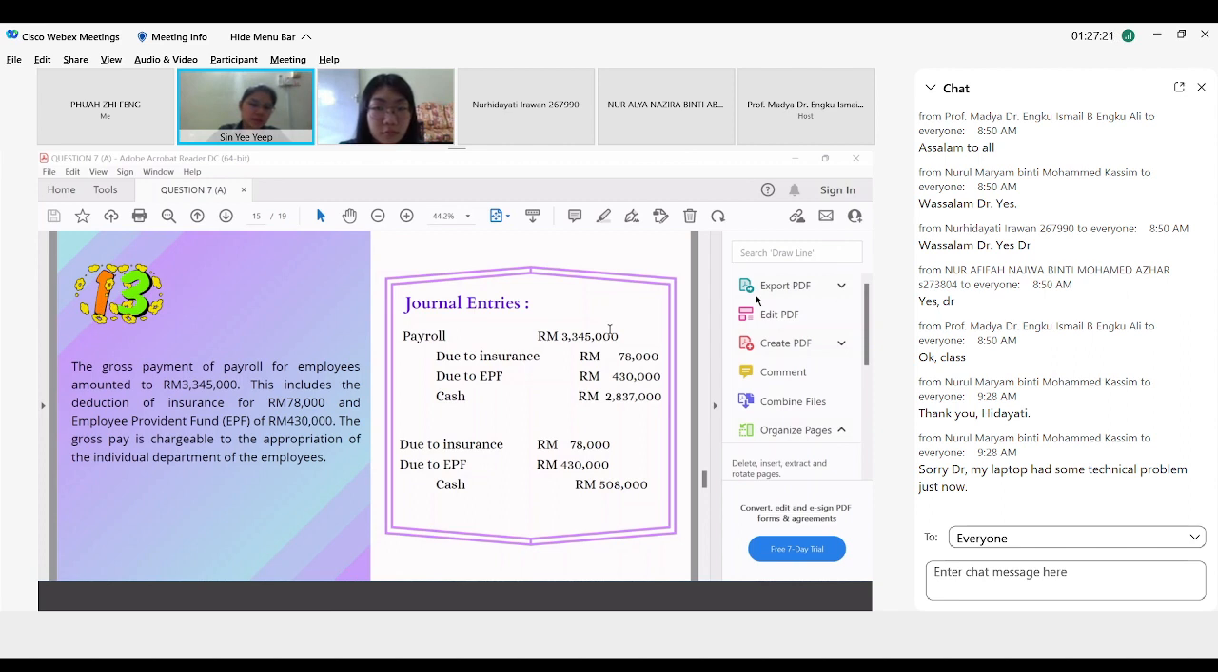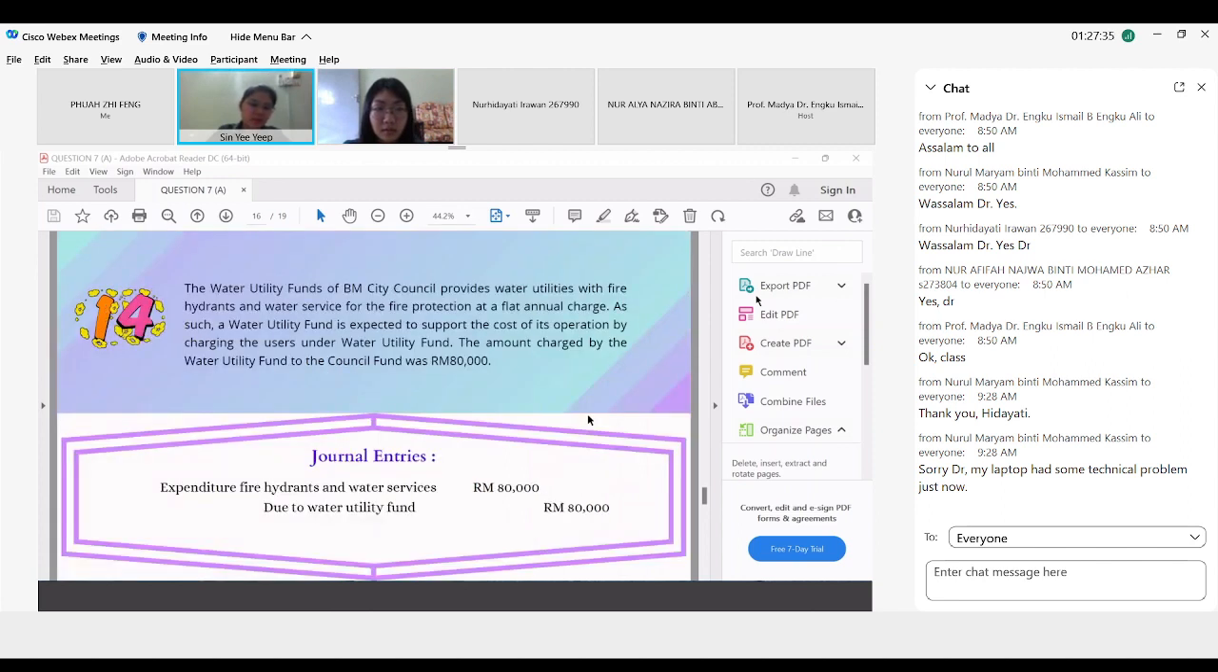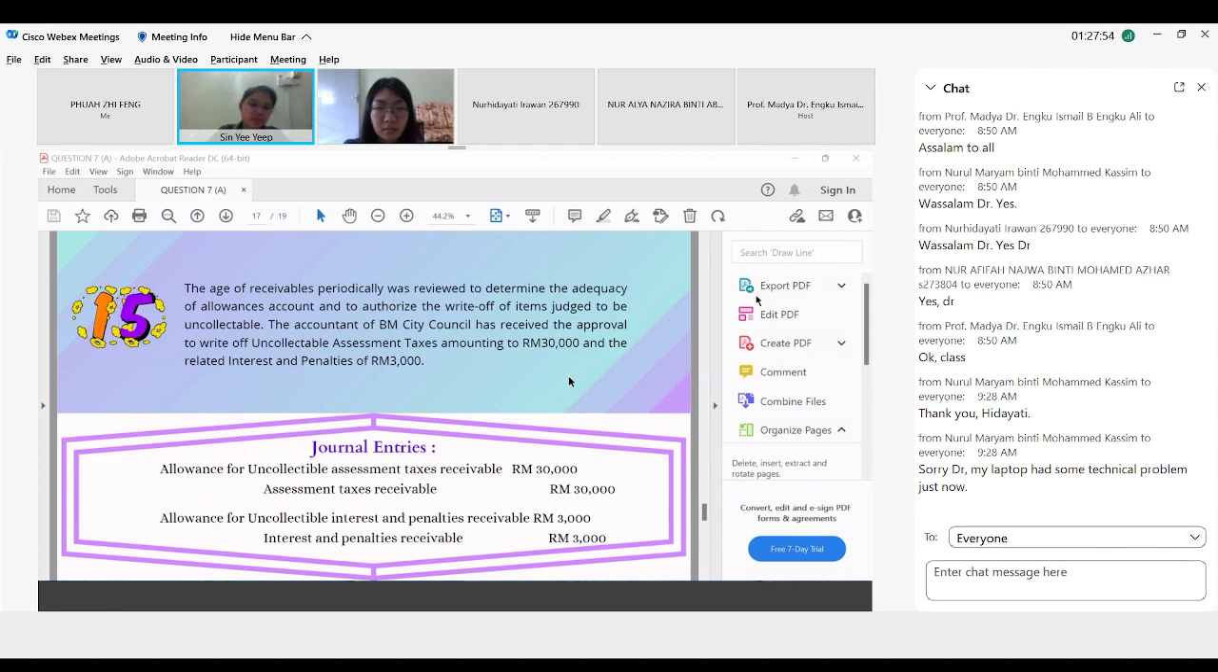So we debit the due to insurance 78,000, due to EPF 430,000, and credit the cash with the amount of 508,000. Next. For the info 14, we want to record the expenditure for the fire hydrants and water service provided by the water utility fund. So we debit the expenditure fire hydrants and water service and credit the due to water utility fund with the amount of 80,000.